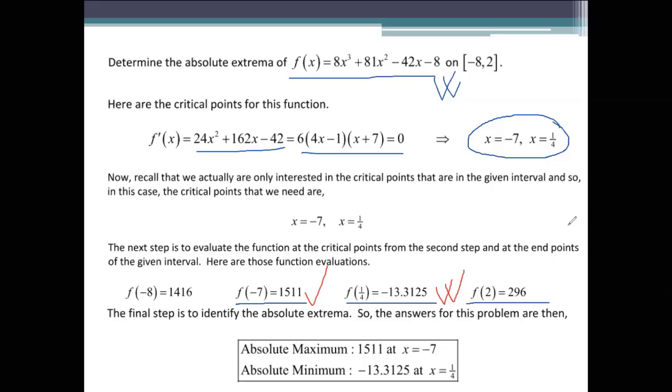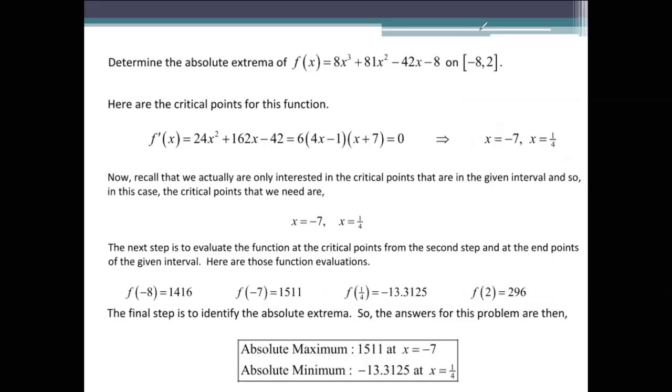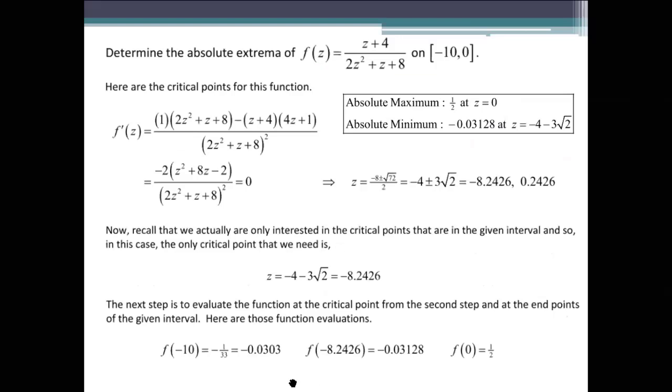Given function. Okay, now let's consider the next example. Determine the absolute extrema of the function f of z. Here we have a fractional function on the interval [-10, 0]. Again, we need to find critical points.